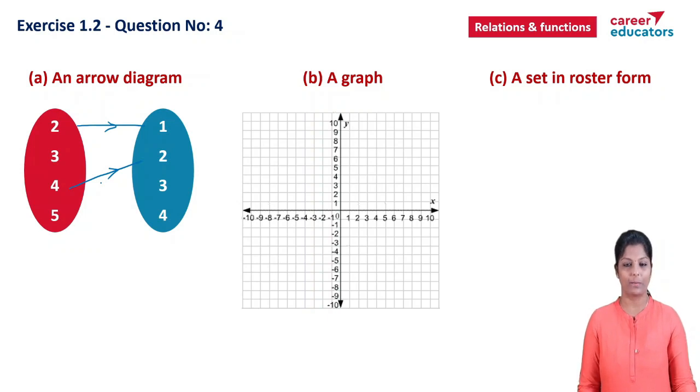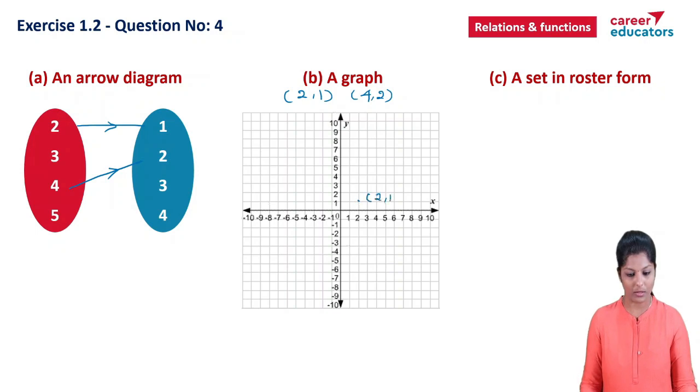Next, we have to represent this relation by graph. We have to mark the coordinates (2, 1) and (4, 2) in a graph. In x-axis 2, y-axis 1, here you have to mark (2, 1). In x-axis 4, y-axis 2, here you have to mark (4, 2). We have represented this relation by a graph.